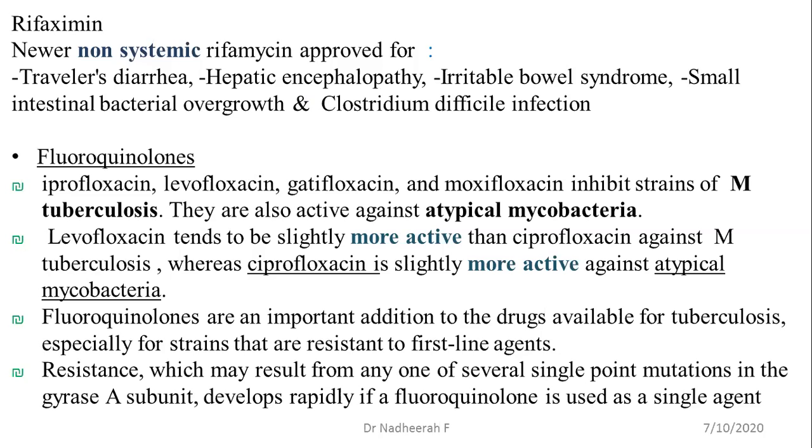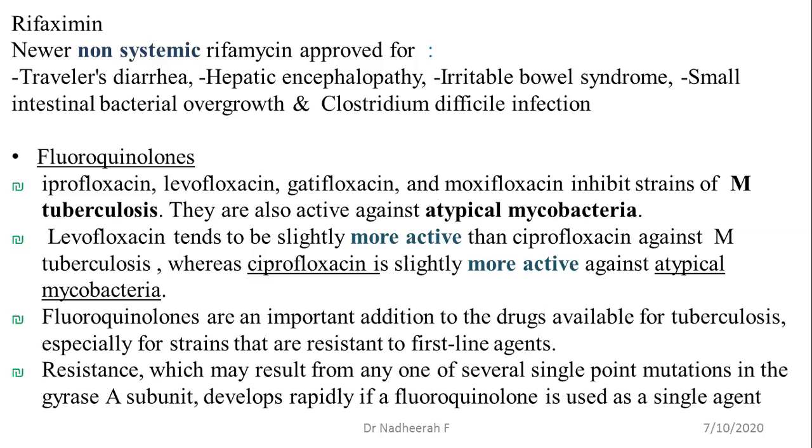Fluoroquinolones, ciprofloxacin, levofloxacin, gatifloxacin, and moxifloxacin inhibit strains of Mycobacterium tuberculosis. They are also active against atypical mycobacteria. Levofloxacin tends to be slightly more active than ciprofloxacin against Mycobacterium tuberculosis, while ciprofloxacin is slightly more active against atypical mycobacteria.